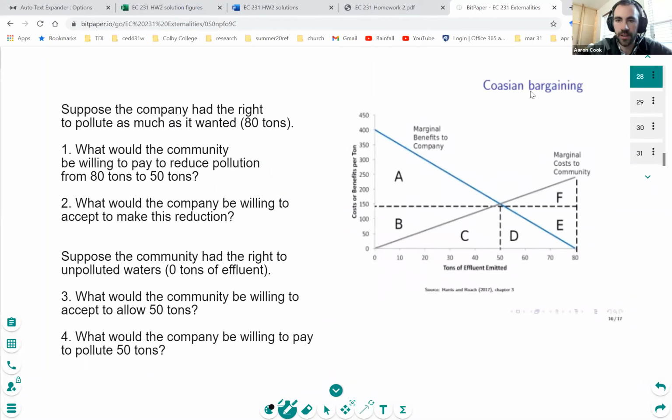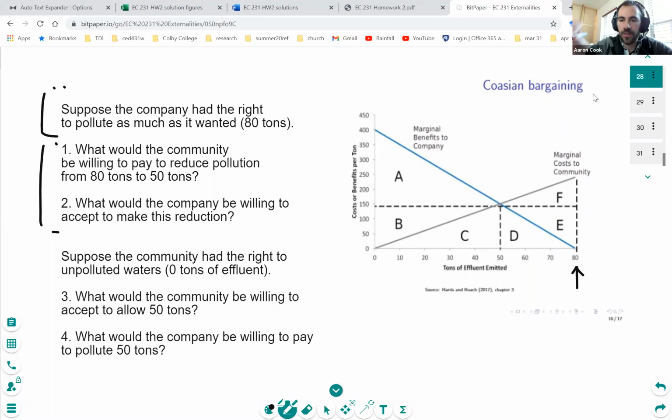Let's consider first whether the company has the rights to pollute. If they have the rights to pollute, they're going to pollute up to 80 tons, and the community is going to have to bargain them down to a lower level. And I want you to consider, what would the community be willing to pay to reduce from 80 to 50, and what would the company be willing to accept? And just give me geometrically what those areas are. Just give me your answer in terms of A, B, C, D, E, and F.